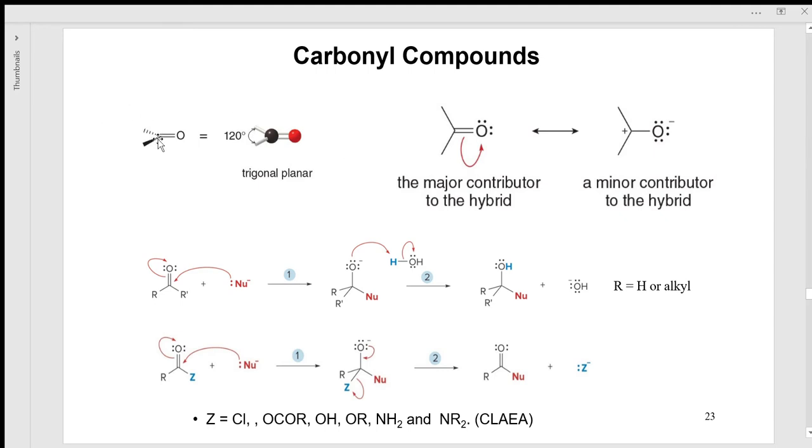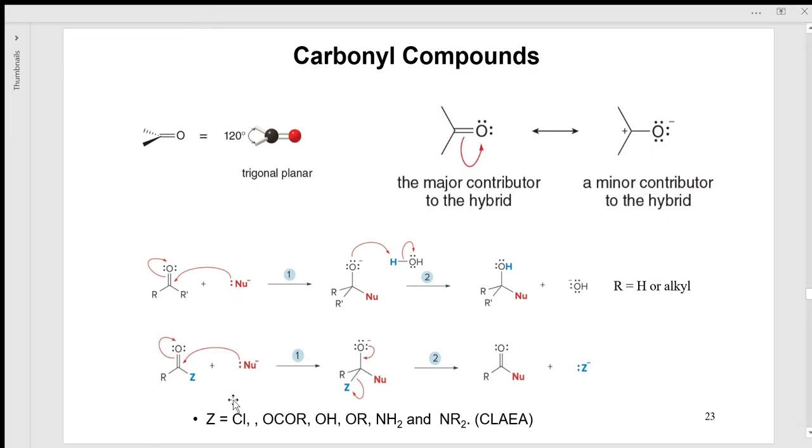This carbon is an sp2 hybridized carbon. It's trigonal planar. This carbon bears a positive charge, which is very critical for all the reactions of a carbonyl compound. For aldehydes or ketones, we have only nucleophilic addition reactions. Which means the R prime, either hydrogen for aldehyde or an alkyl R group for ketone, are not leaving groups. You can just do the addition reactions if you have a nucleophile.